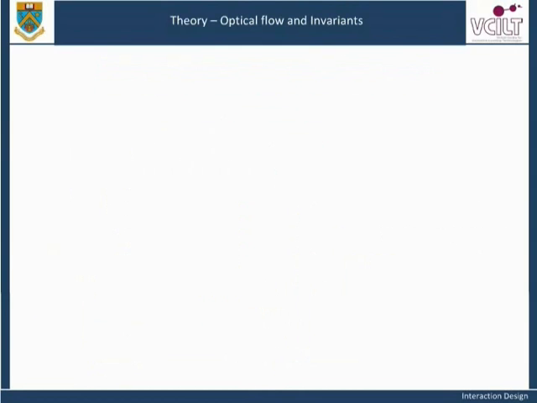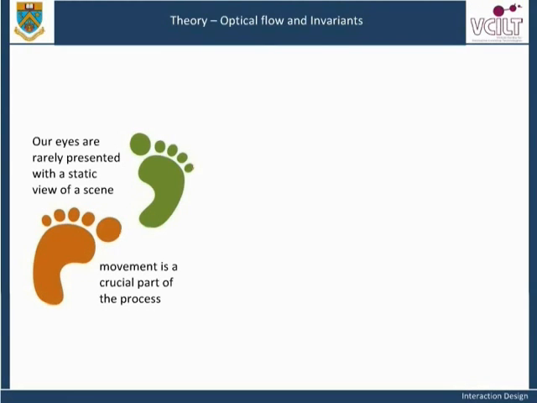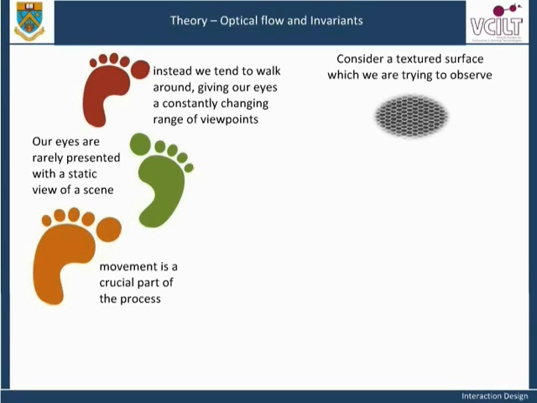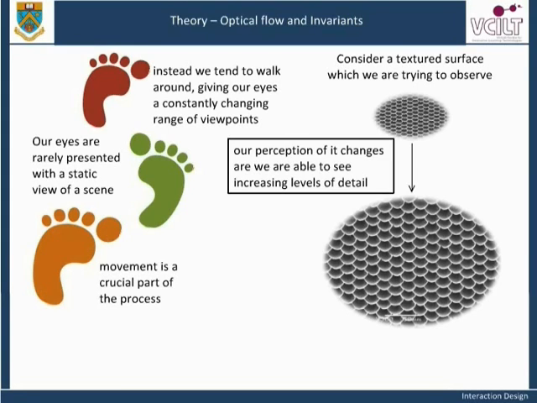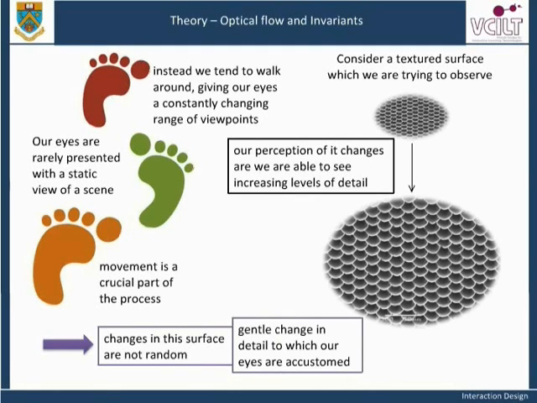One of Gibson's main arguments about perception is that movement is a crucial part of the process. Our eyes are rarely presented with a static view of a scene. Instead, we tend to walk around, giving our eyes a constantly changing range of viewpoints. Consider a textured surface, which we are trying to observe. As we walk closer to that surface, our perception of it changes, and we are able to see increasing levels of detail. The changes in this surface are not random; there is a gentle change in detail, to which our eyes are accustomed. Gibson calls this change in perception optic flow.